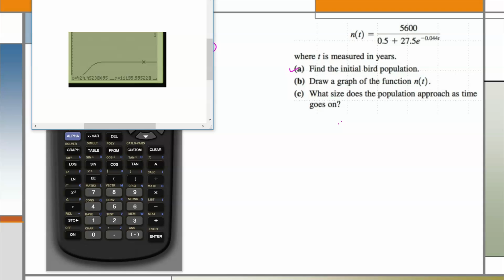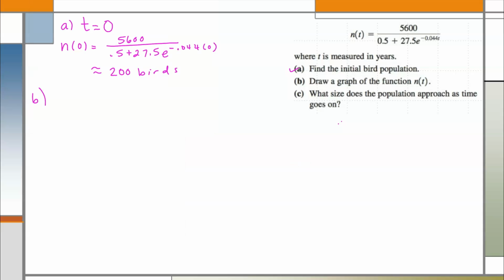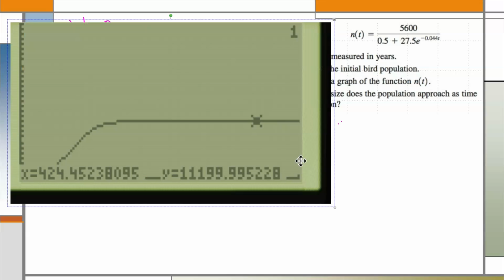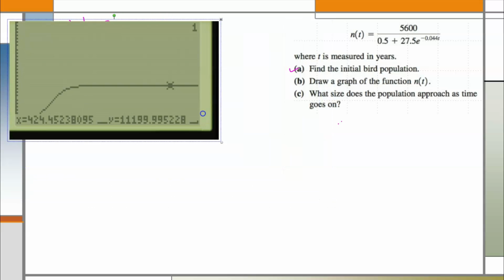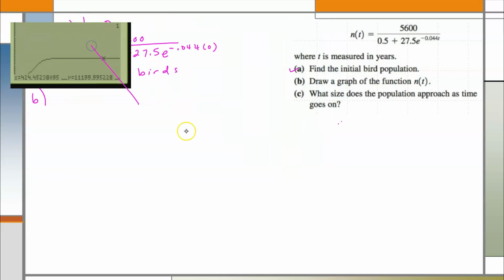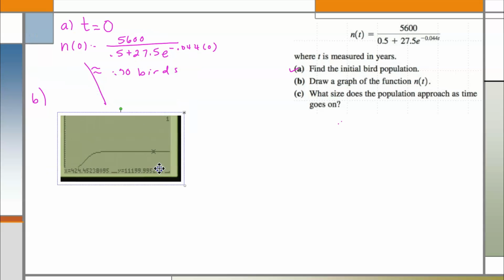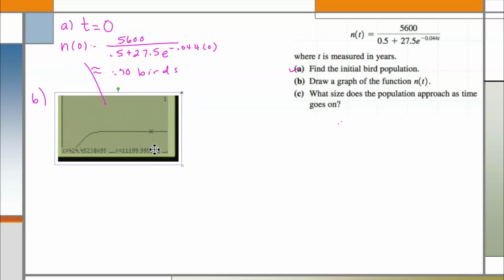All right, let me grab this graph. I'm going to go ahead and put that in our video notes. We're going to size it so it fits. All right, so there's our graph for part B.